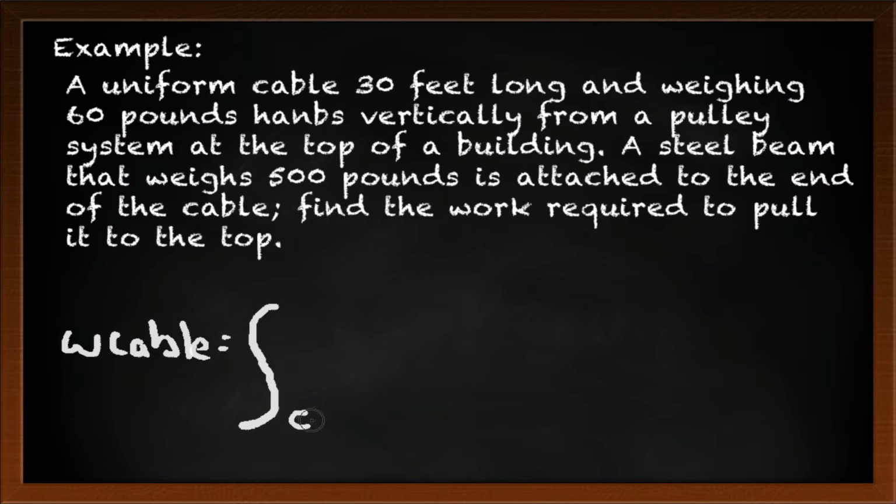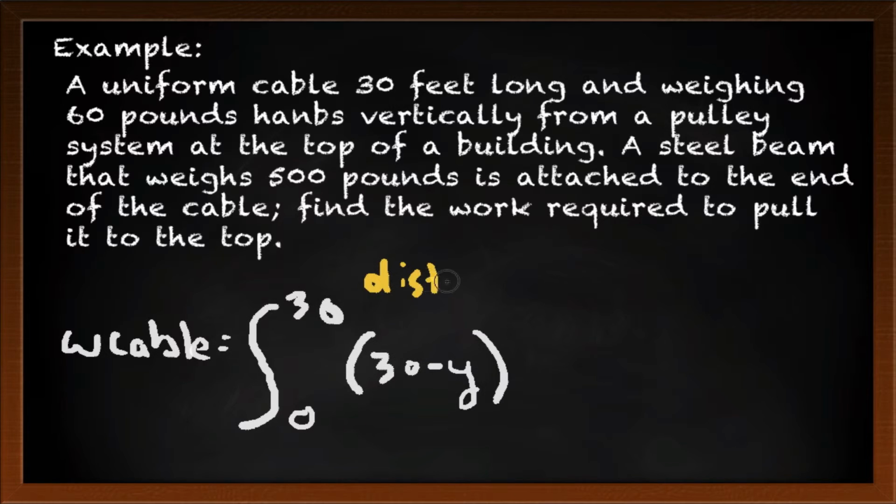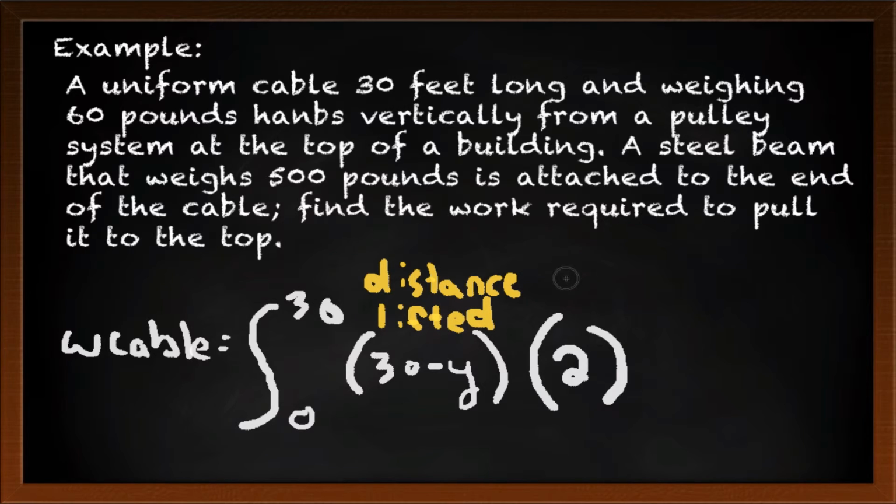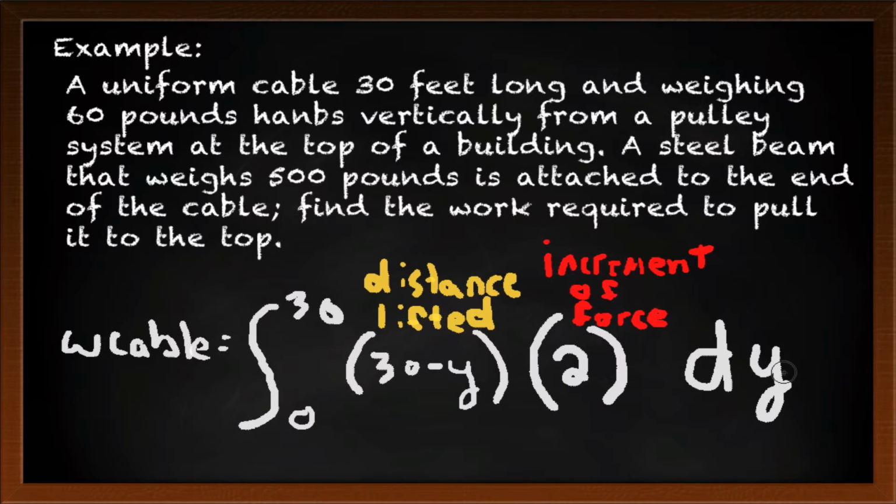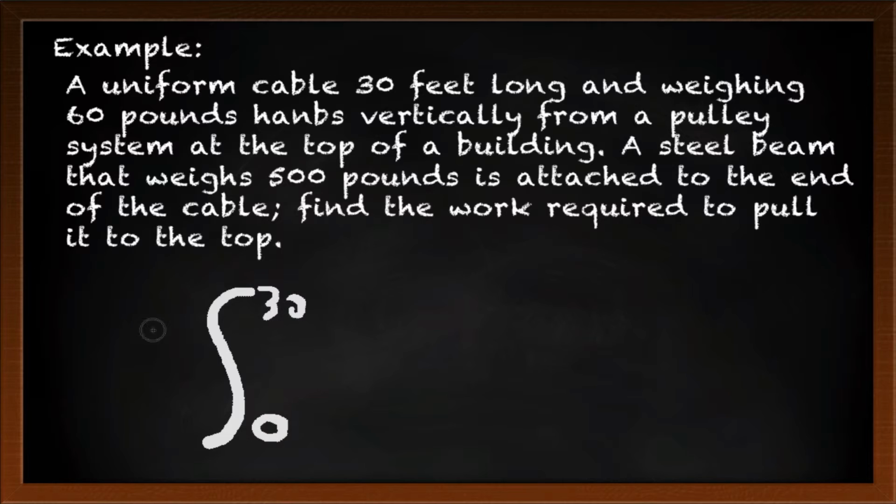The work of the cable is set up as the integral from 0 to 30 of the distance lifted, 30 minus y, times the increment of force, which is force divided by distance, that is 60 divided by 30 equals 2 dy. To simplify the problem, we can pull the 2 out to the front.